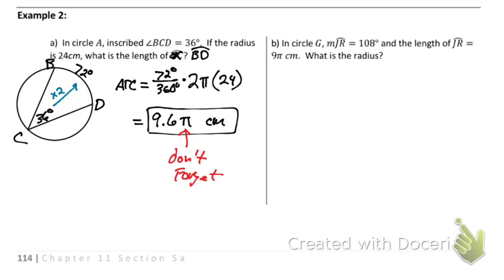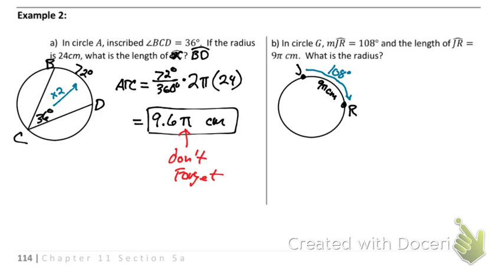Our next one says in circle G, the measure of arc JR equals 108 degrees, and the length of arc JR equals 9 pi centimeters. What is the radius? So real quick, let's see what's happening here. I have a circle. I have a J somewhere on that circle. I have an R somewhere on that circle. It says to get from J to R, you have to turn 108 degrees. But it also gives you a distance of 9 pi. So not only is it 108 degrees, it's also 9 pi centimeters long.